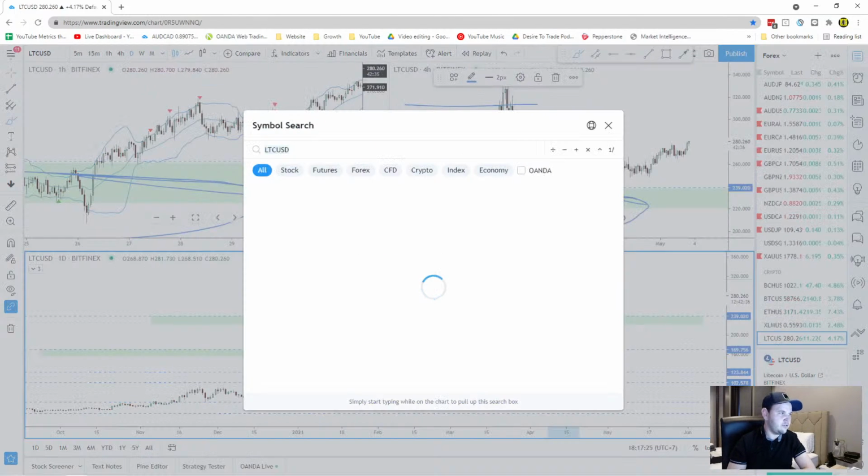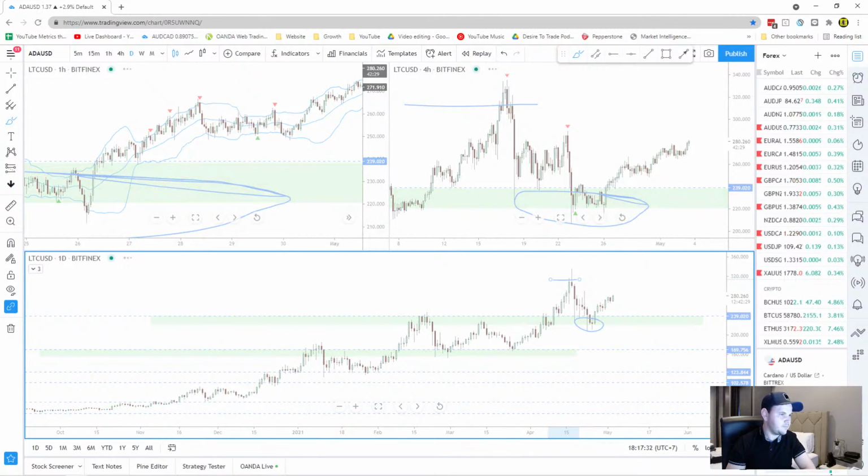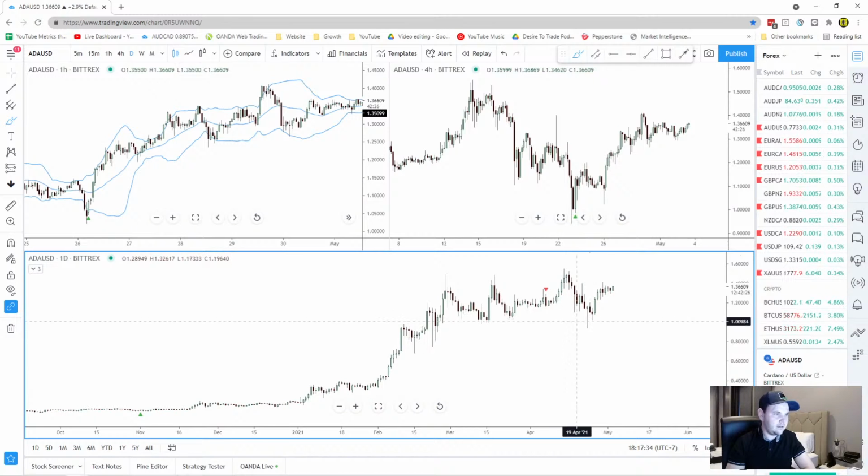Cardano. I've never looked at that before. Cardano, I guess Cardano US. Yeah, much more sideways, this one. Interesting. That could be nice for the Bollinger Band reversal strategy. That's cool.